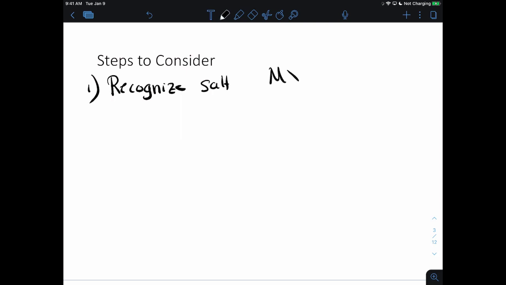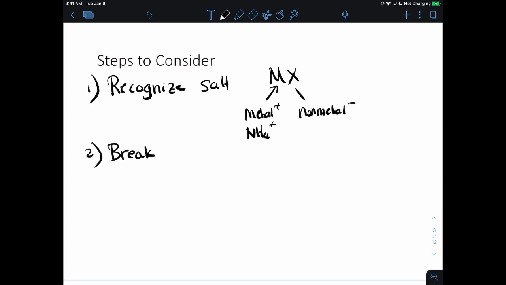They typically have the formula something like that, where this is some metal that's positive with some non-metal that's negative. Now be careful, it could also be NH4 plus is your cation, but you're looking for a plus and a minus. Now they don't have to be in a 1-to-1 ratio, but that's what we're looking for. Some sort of positive paired with a negative where that M is not an H. Once you recognize that it's a salt, break up that salt into the cation and the anion. So the positive and the negative.